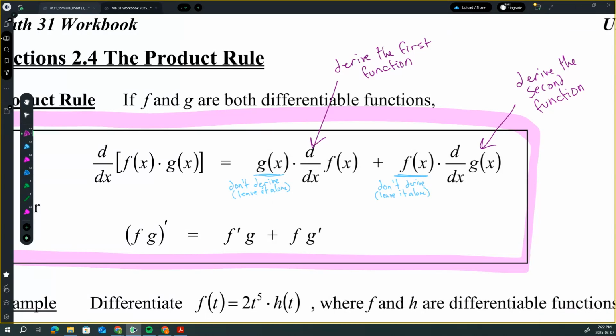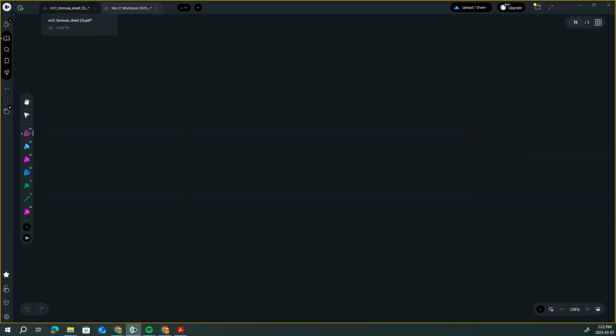So me personally, I like the second way of saying this, just because it's less cluttered, but both say the same thing. So take the derivative of the first function, multiply it by the second function, which you haven't done anything to, and then add it to the product of the first function with the derivative of the second function. Okay, so I like the second way just because it's less cluttered, easier to just like tell what's going on.